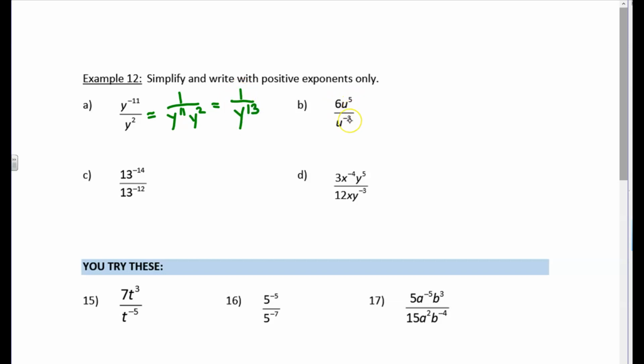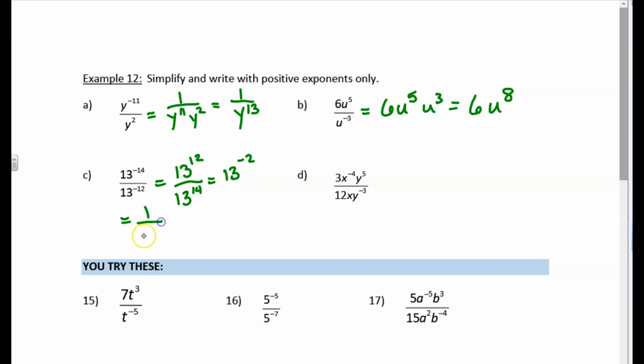Here we have 6u to the 5th over u to the negative cubed. I'm going to pull the u to the negative 3 up. So this becomes 6u to the 5th times u cubed. Now combine your exponents to get 6u to the 8th. Here, they're going to switch places. This becomes 13 to the 12th power over 13 to the 14th power. We're going to now subtract our exponents, and we get 13 to the negative 2 power, which equals 1 over 13 squared, or 1 over 169.